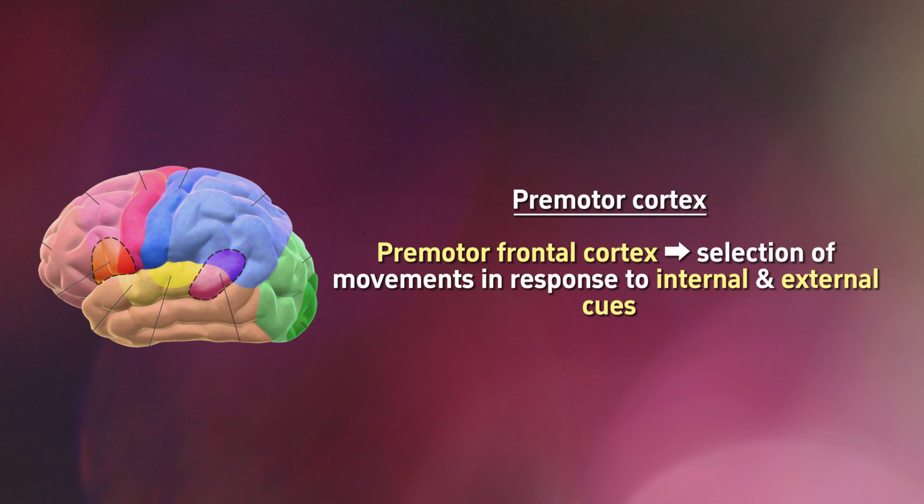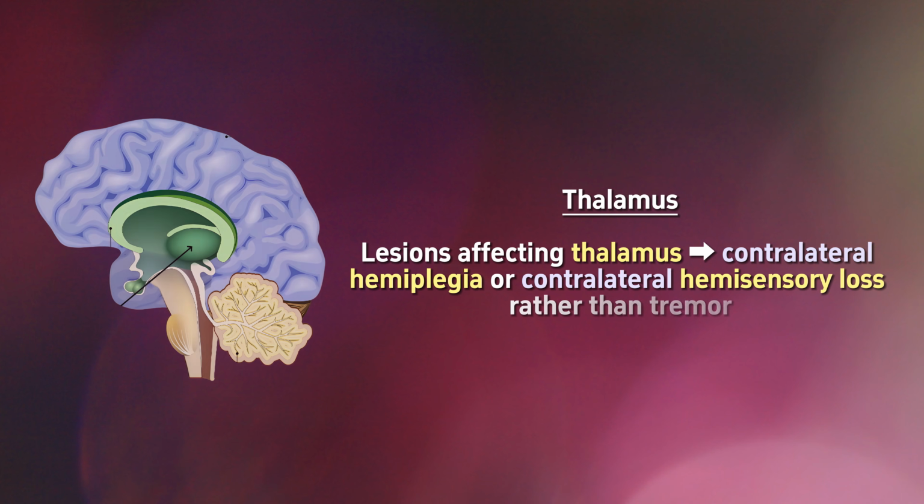Choice D. The premotor frontal cortex is responsible for the selection of movements in response to internal and external cues. A lesion affecting this part of the brain can result in abnormal posturing or repetitive movements, but not an action tremor. Choice E. Lesions affecting the thalamus typically result in contralateral hemiplegia or contralateral hemisensory loss rather than tremor.